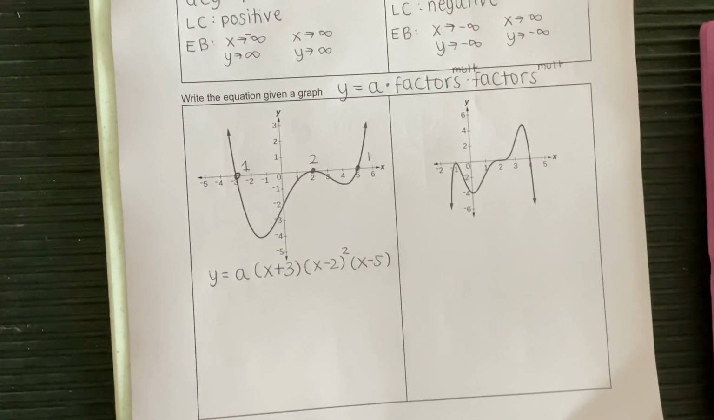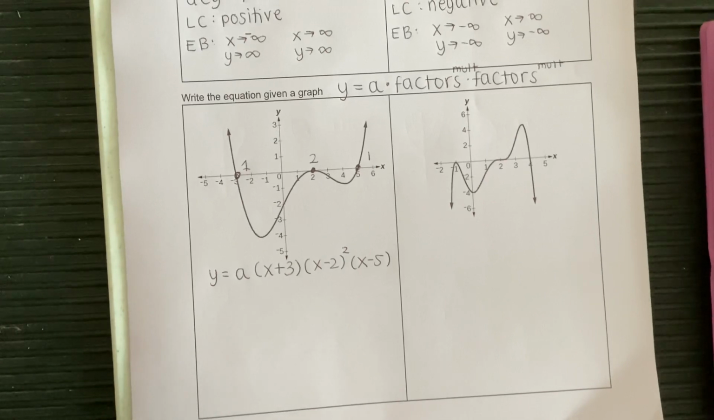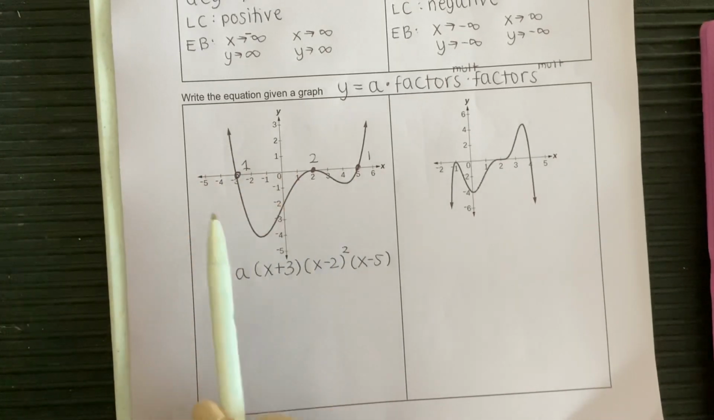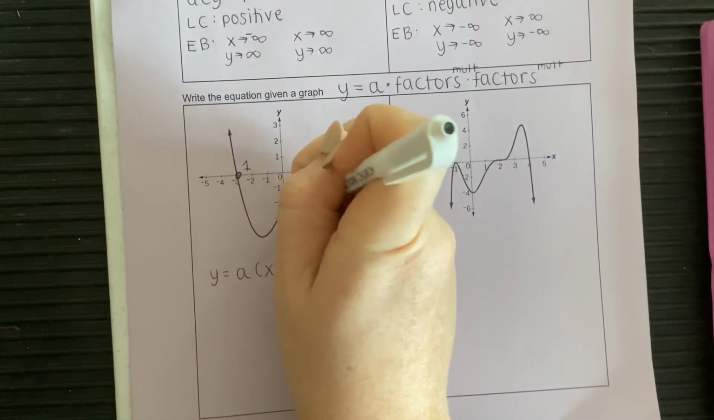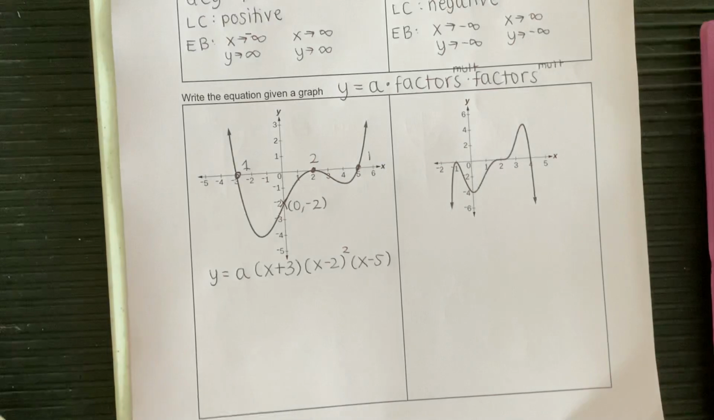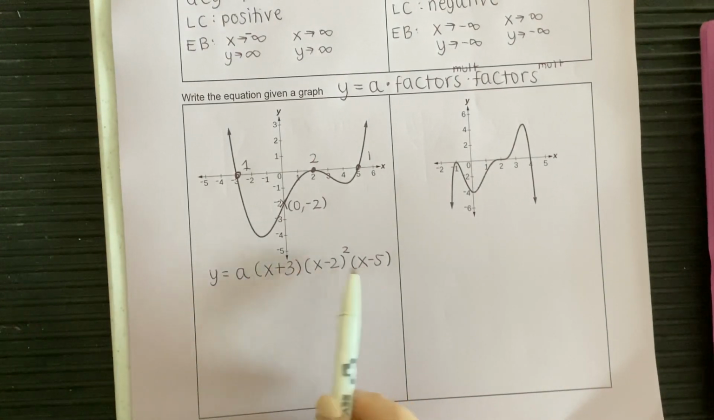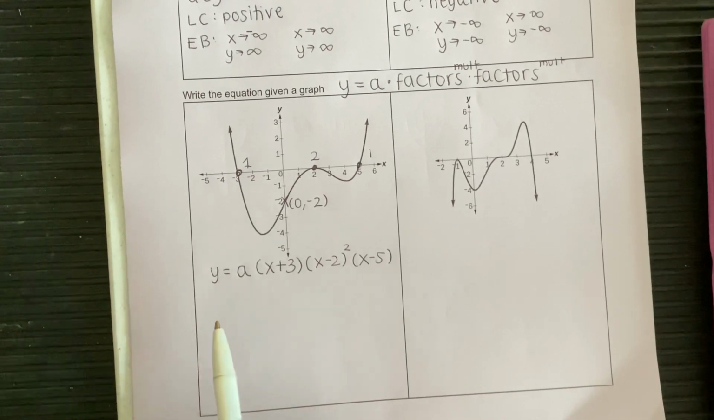Then, to find your a value, you need to plug in a point on there, okay? Don't pick one of these, pick something else that's on there. So like this point right here, that's a great point, the point 0, -2. Just knowing that it goes through that point, we can plug that 0 in for all of our x's. We can plug in that -2 for our y. That's going to help us find our a value.